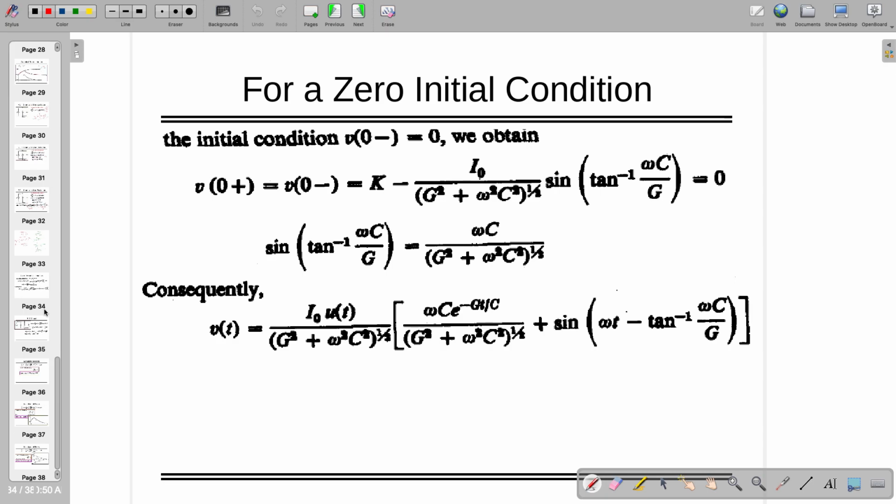Okay. Now for a zero initial condition, I'm assuming that v0 plus equals v0 minus equals 0, and I'm finding all these equations, just for the sake of finding K. So right now we assume that the capacitor is not charged at the initial time, and then we find what is happening to get K. The other way around, you can also follow what I told you. You can keep that and find the value of K, and that will give you the solution.